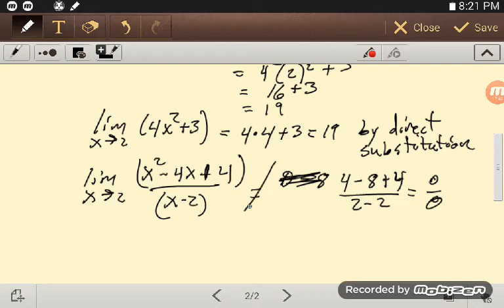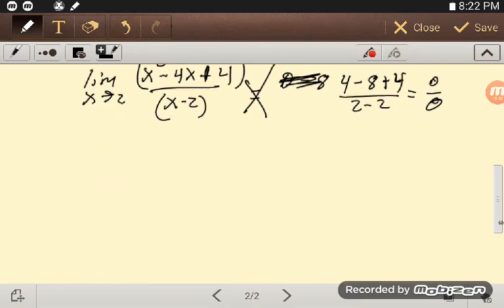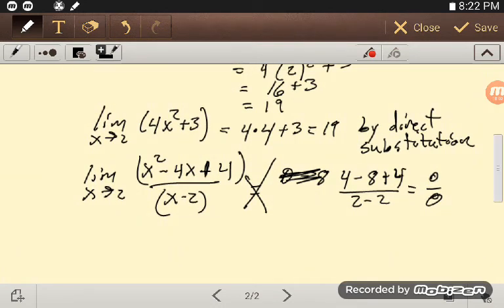So don't use an equal sign, because that limit is not equal to 0 over 0, because that is absolutely undefined, and it turns out this limit is not. And so what you should do when you're going to do this direct substitution, if you know it's going to work, go ahead and use equal signs.